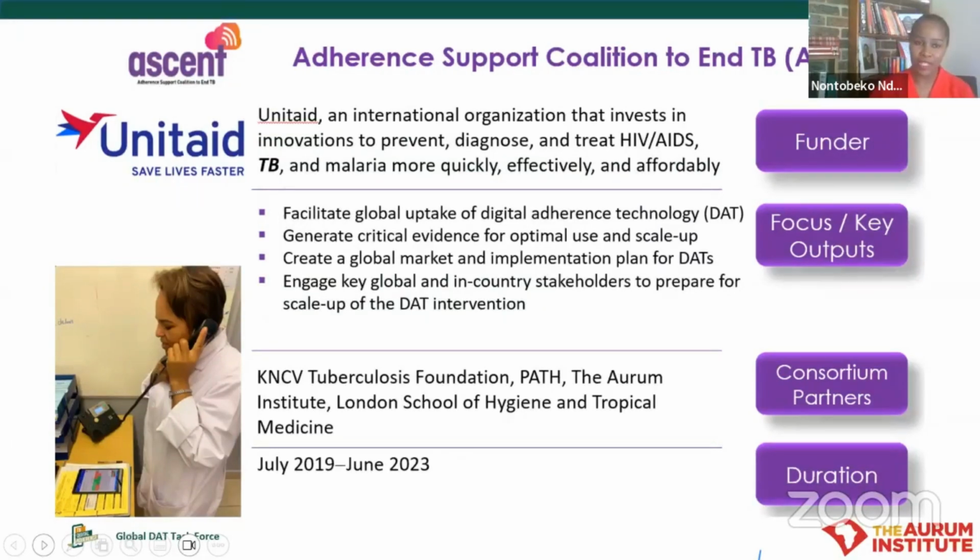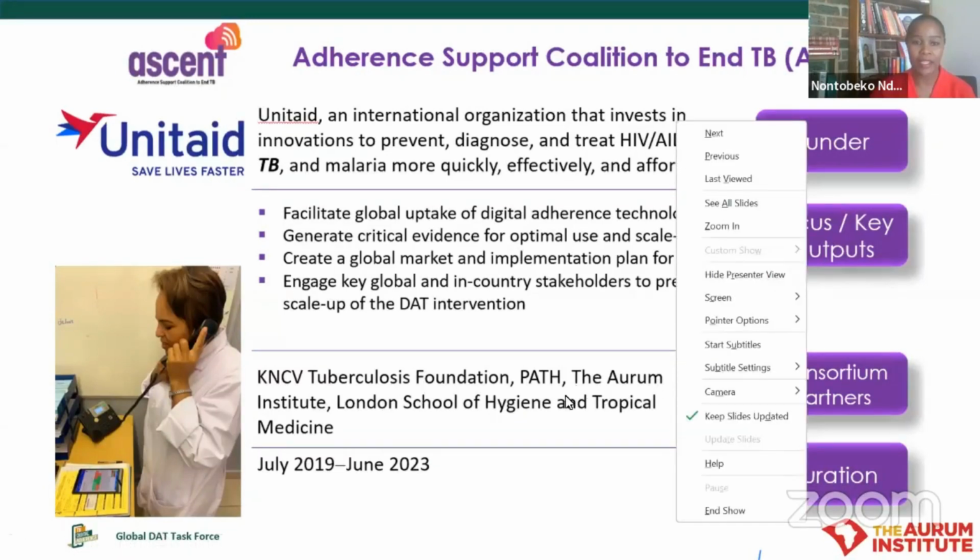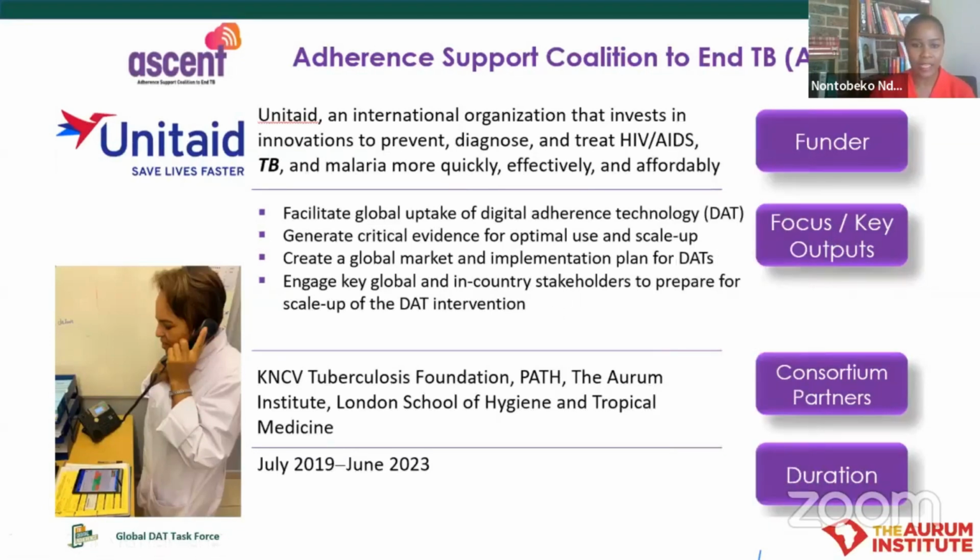So the ASCENT project, the acronym, the full title is Adherence Support Coalition to End TB. It is a project that was implemented by a consortium of partners that included the KNCV, PATH, the Aurum Institute, and the London School of Hygiene and Tropical Medicine. It is a project that started in July 2019 and ended in June 2023. The implementation phase was just 2 years.